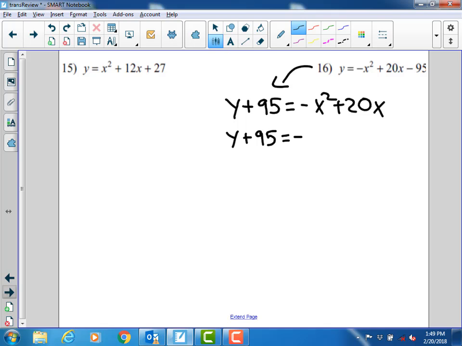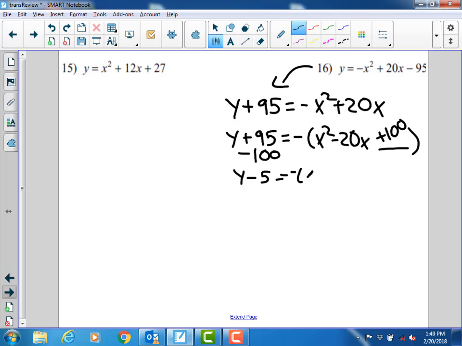So when I factor that out, I have a -1 and then x squared minus 20x. So now we have to complete the square. Half of negative 20 squared is 100, so we're going to add 100. But now I have to take 100 times that negative 1, so that means we're going to subtract 100 from both sides. So we have y minus 5 equals x squared minus 20x plus 100, which factors to negative x minus 10 squared. Add 5 to both sides, and we've got it in vertex form. The vertex is at 10, 5.